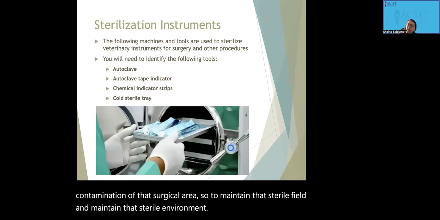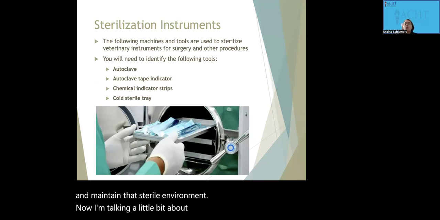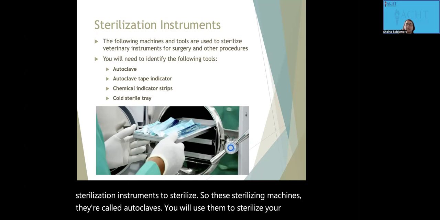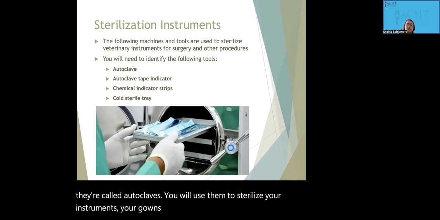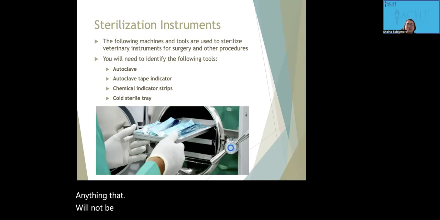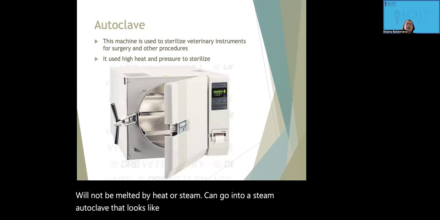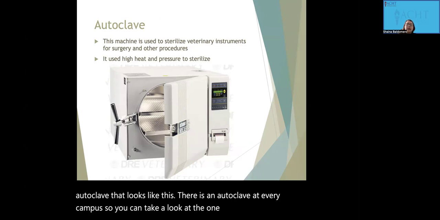Now I'm talking a little bit about sterilization. So you will be using sterilization instruments to sterilize. These sterilizing machines are called autoclaves. You will use them to sterilize your instruments, your gowns, your towels, anything that will not be melted by heat or steam can go into a steam autoclave that looks like this. There is an autoclave at every campus, so you can take a look at the one that is there.